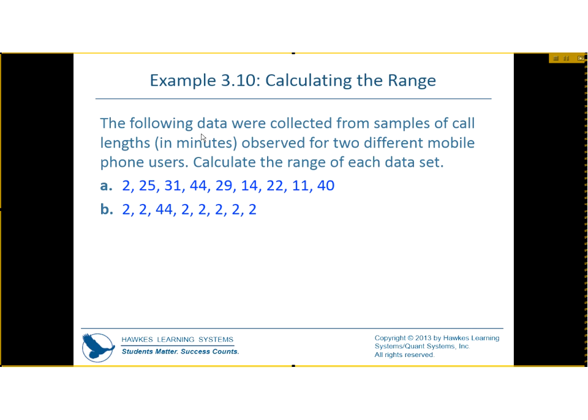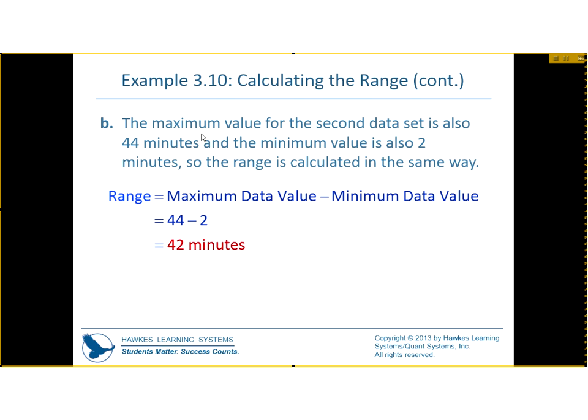So if you have a bunch of data, like let's look at A, it's your maximum minus your minimum. They're not in order, so you've got to make sure that you look for the max, which for that one is 44, and the minimum, which is 2, which makes it 42. How about for the bottom one? It's 44 minus 2, which gives you 42. Okay, so they're both 42 for that.